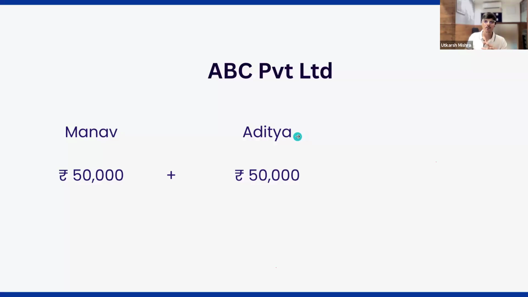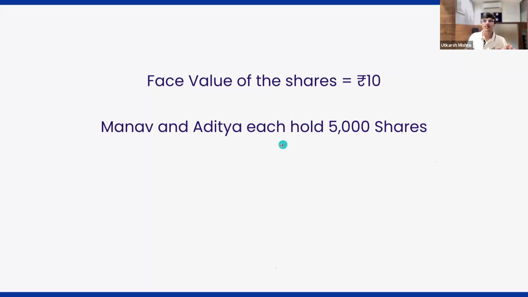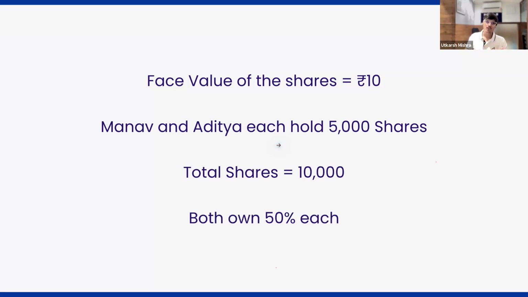So let's take an example of ABC Private Limited. Manav is one co-founder and Aditya is one co-founder. Manav is having 50,000 share capital and Aditya is having 50,000. So the total share capital is 1 lakh rupees. Now the face value of shares is 10 rupees and Manav and Aditya each hold 5,000 shares if we divide it, right? And total shares are 10,000 and they both own 50% of the company.